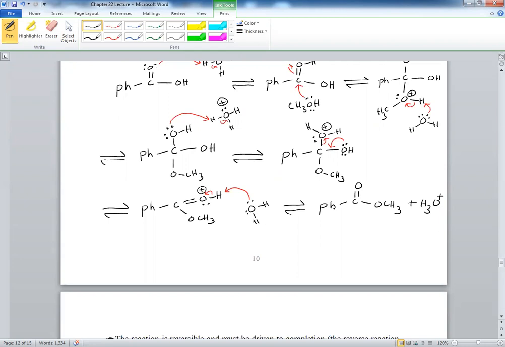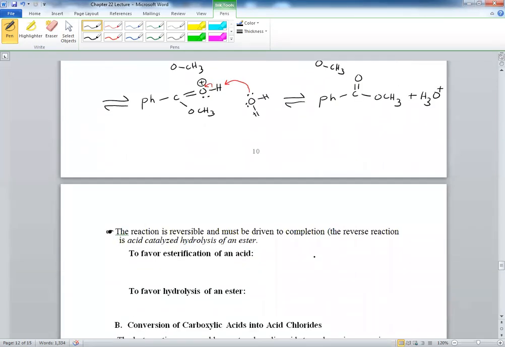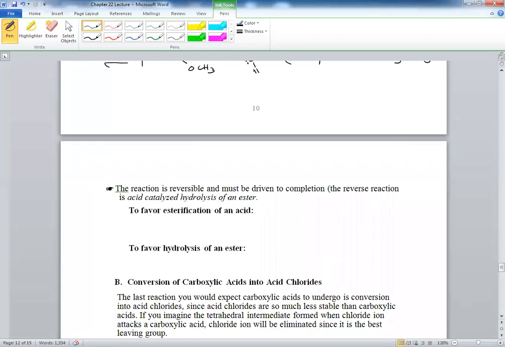Once again, we notice that there are equilibrium arrows. So you know that we have to drive the equilibrium to the right side, to the product. So what do we do? How do we actually do that? And so here it is summarized. We say the reaction is reversible and must be driven to completion.